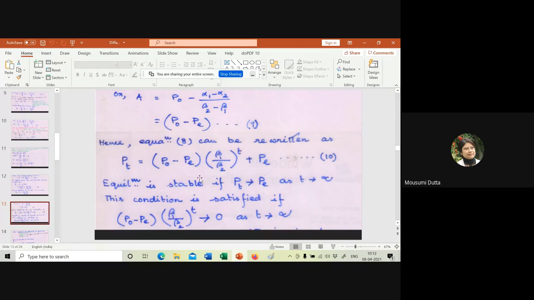Both the initial price as well as the equilibrium price are given to us, and both are constants. So their difference, P naught minus Pe, is also a constant. So if we want this entire factor to tend towards 0 as T tends to infinity, what will be the condition? What will be the requirement? Anyone?